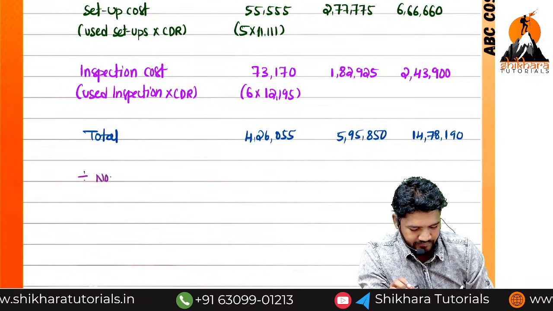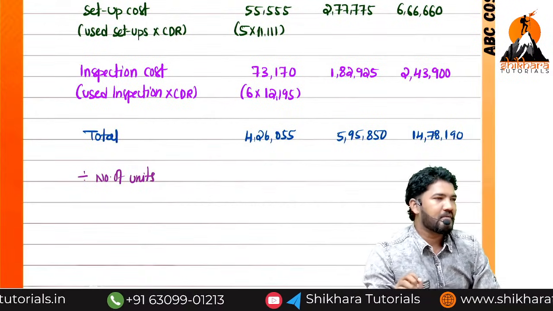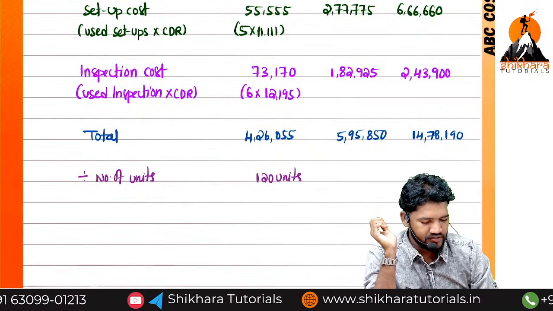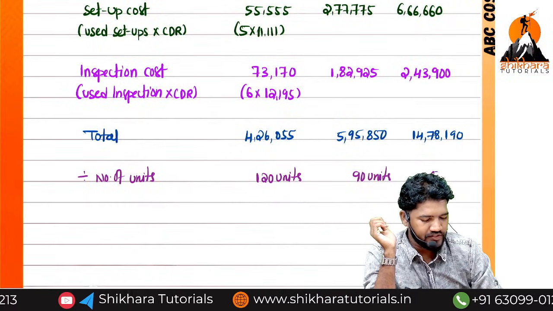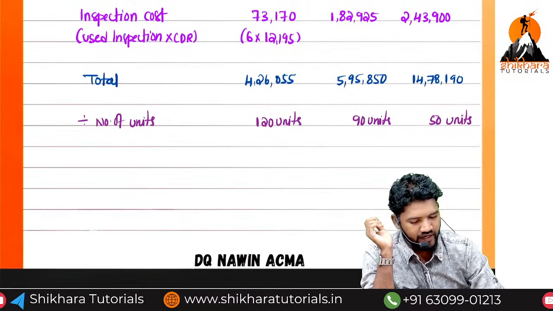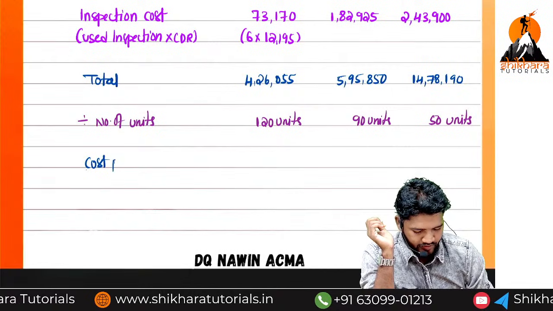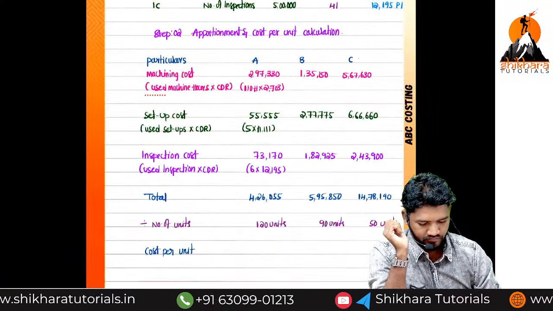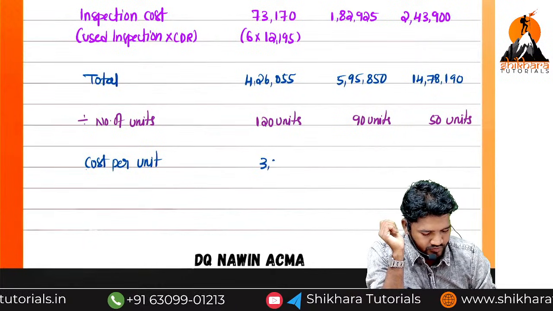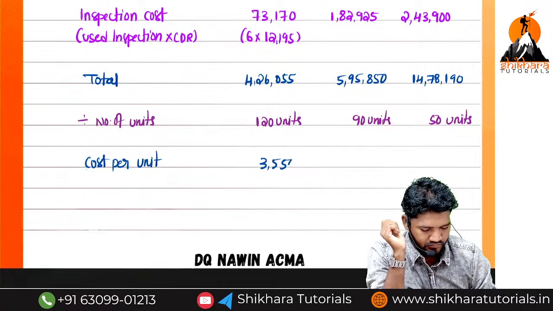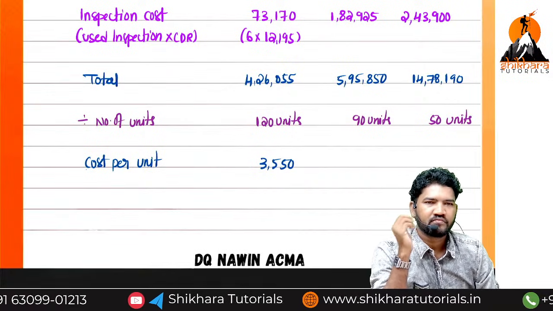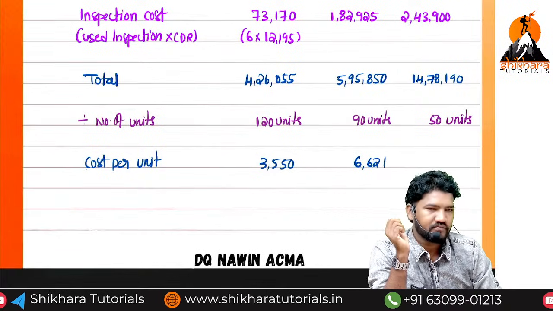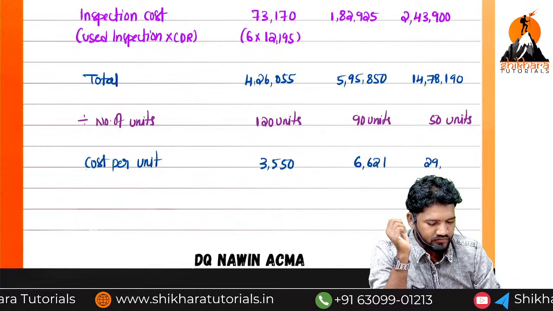Divide by the number of units. Please tell me the number of units as per the example. 120 units, 90 units, 50 units. Now you will get the cost per unit. Cost per unit please. 3,515. Remove the point values, it is just an example. 6,621. 29,560.